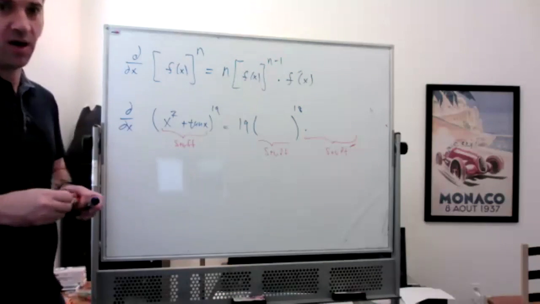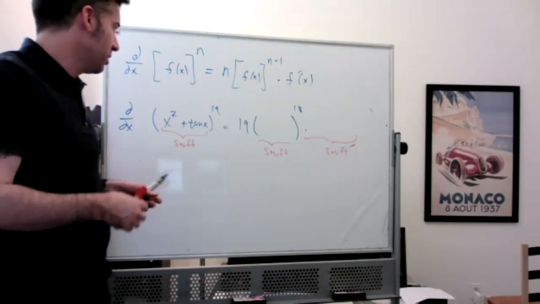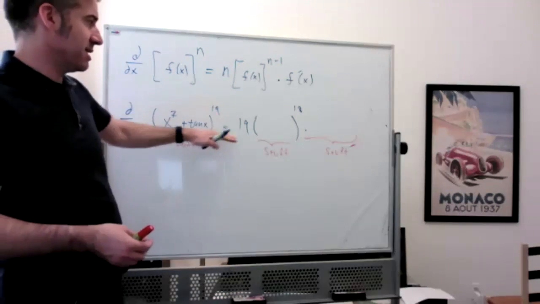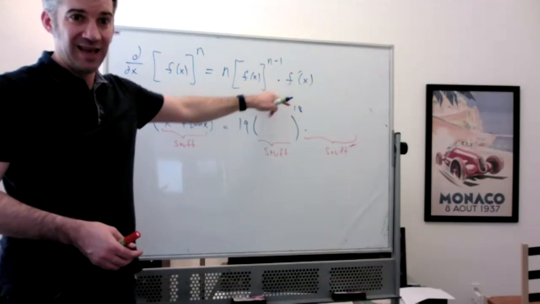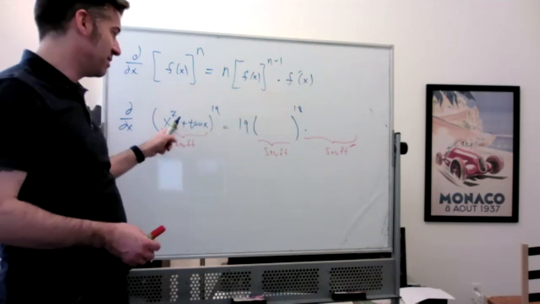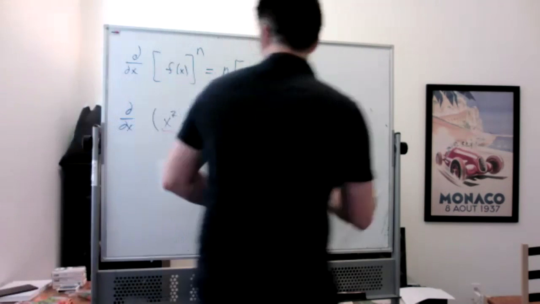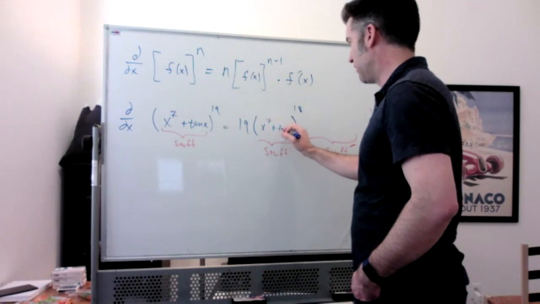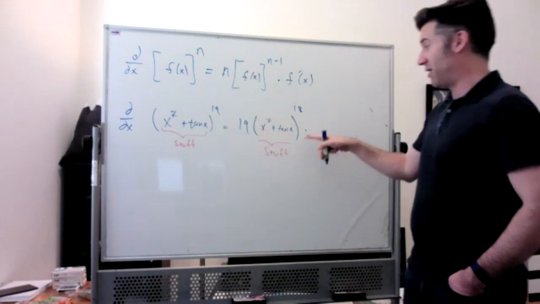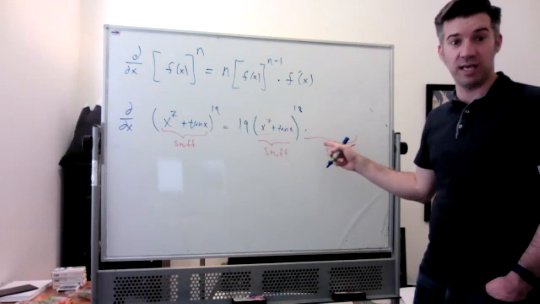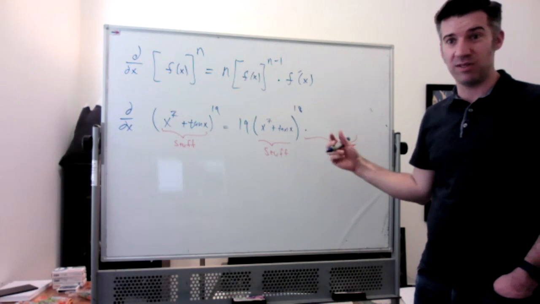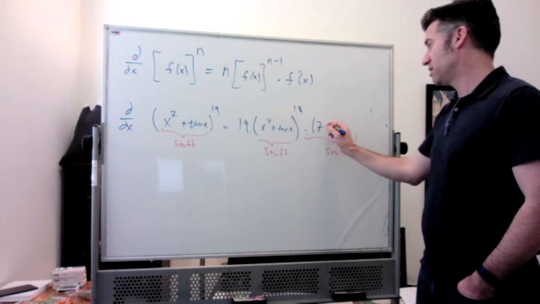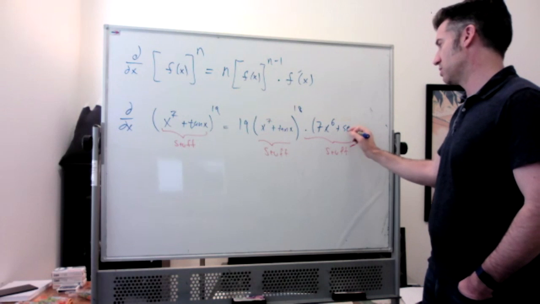That's what I'm thinking. I'm like, oh, I do the derivative of the outside function. The derivative of something to the 19th is 19 times something to the 18th. And leave the something the same as it was before. But then after I do the derivative of the outer function, leaving the insides alone, I then have to multiply by the derivative of the insides. And the derivative of x to the 7th plus tangent of x is 7x to the 6th plus secant squared of x.